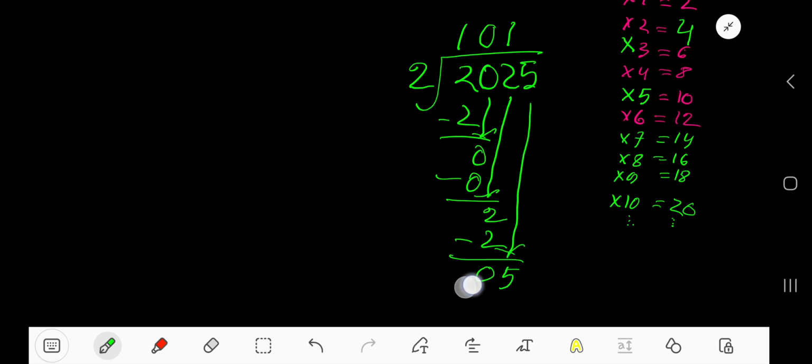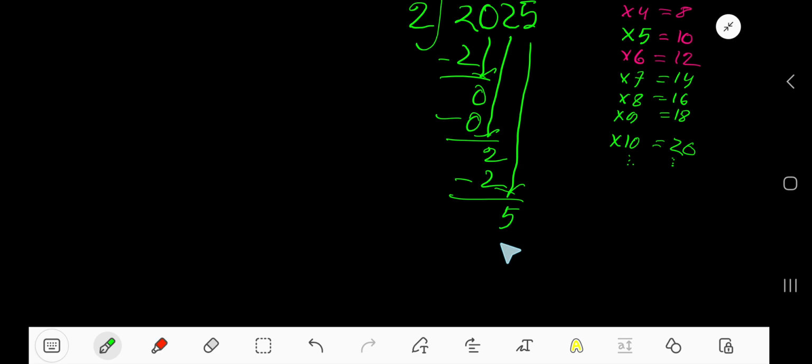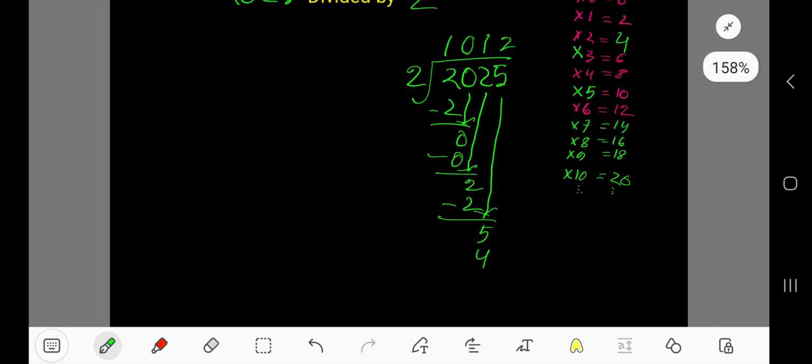0, 5 means 5. 2 goes into 5 how many times? 3 times 2 is 6, which is greater, so 2 times 2, 4. Subtract, 1. This is your remainder. So our answer is 1012, remainder 1.